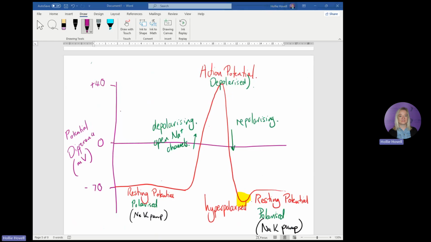So that brings us to the end of that section. I'll do another one about how the action potential actually travels along the neuron and the speed of action potentials and why they don't go backwards and things like that.